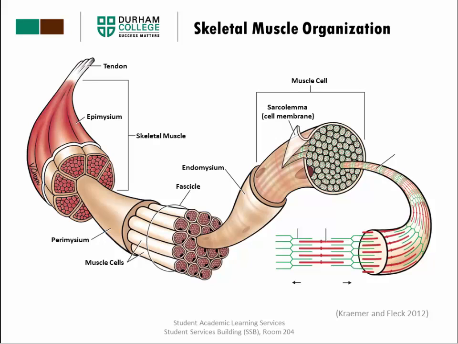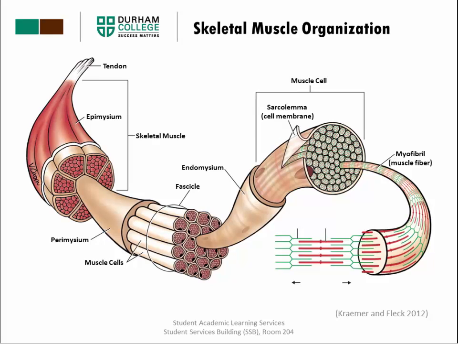On the outside of the muscle cell, like any cell, there is a cell membrane. In muscles, it's called the sarcolemma. Within the muscle cell, there are many myofibrils. These are the muscle fibers that run up and down the entire length of the muscle cell.